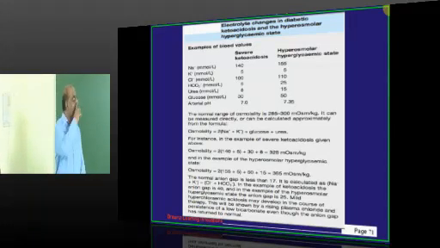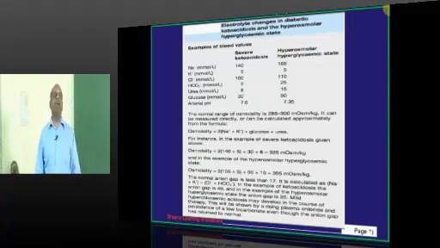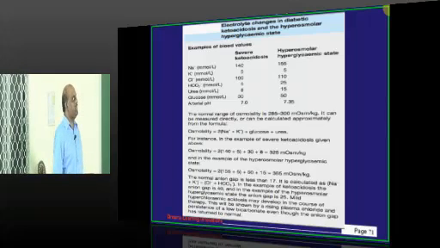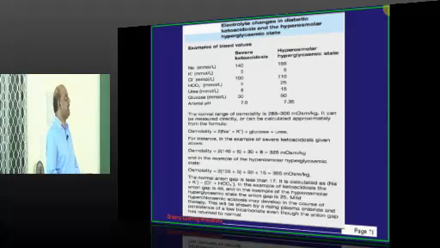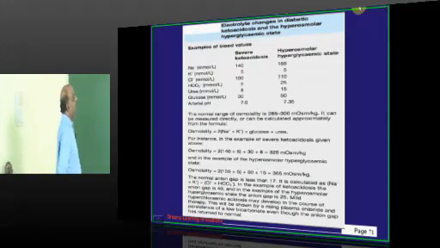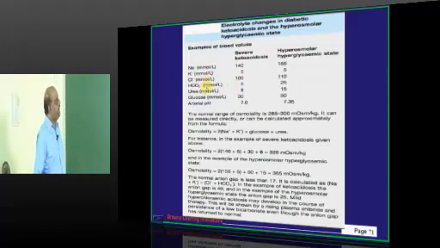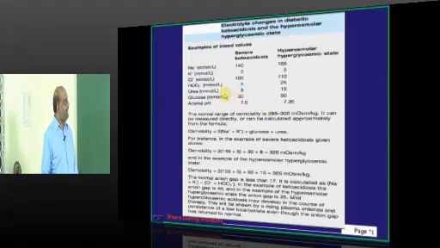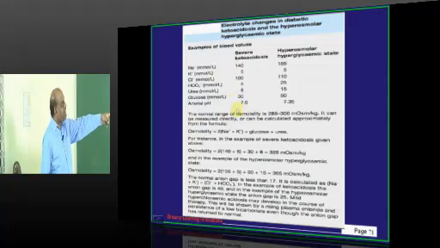So let us look at a quick comparison graph between DKA and hyperosmolar hyperglycemic state. Of course, here everything is mentioned in millimoles per liter. If you look at the pH, it is acidotic in ketoacidosis, but more or less normal, 7.35, in the hyperosmolar hyperglycemic patients.